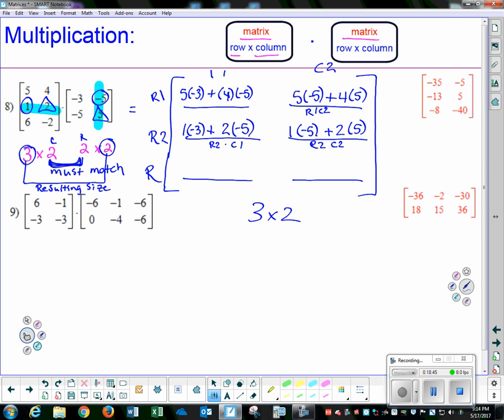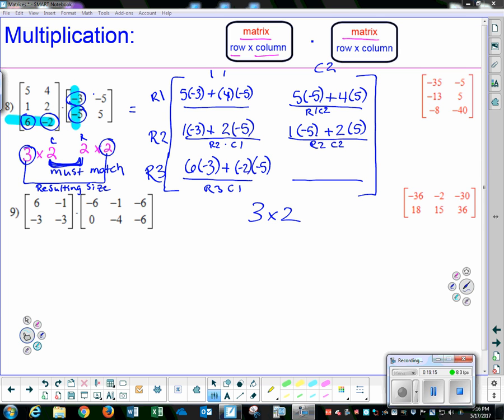Now we're moving down. We're in row 3, so this is row 3, column 1. All right. So row 3, column 1, 6 gets multiplied by -3, added with 2 times -5. What did I say? -2 times -5.